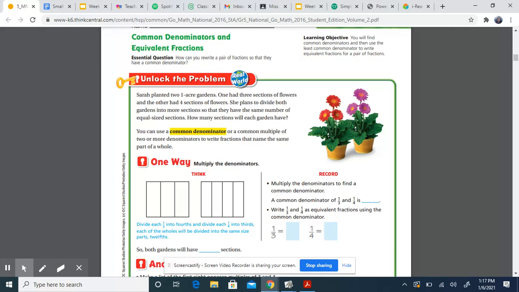So our problem is Sarah planted two 1-acre gardens. One had 3 sections of flowers and the other had 4 sections of flowers. She plans to divide both gardens into more sections so they have the same number of equal-sized sections. How many sections will each garden have? So you can use a common denominator. That means both denominators are the same. Or a common multiple of 2 or more denominators to write fractions that name the same part of a whole.